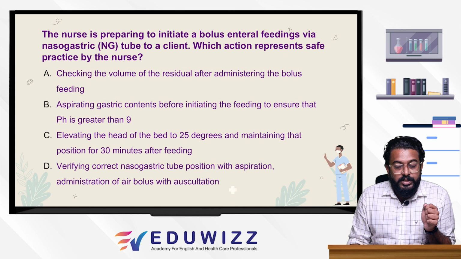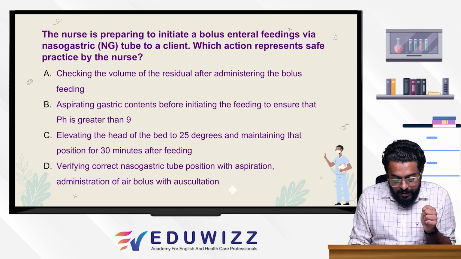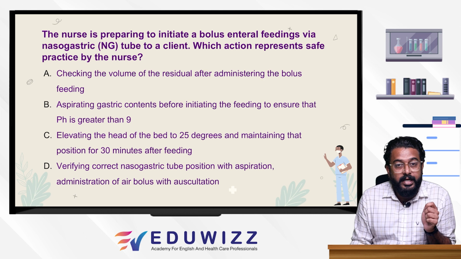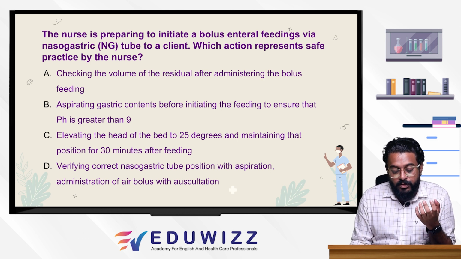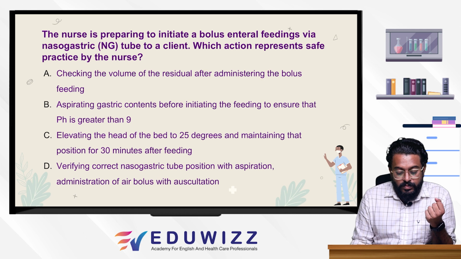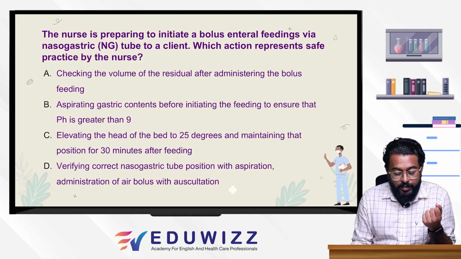Okay. Next question. The nurse is preparing to initiate a bolus enteral feeding via nasogastric tube to a client. Which action represents the safe practice by the nurse? So the scenario is regarding a client with an NG tube. The nurse is preparing to give a bolus enteral feeding. So which action represents safe practice?